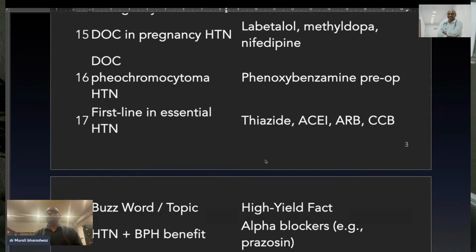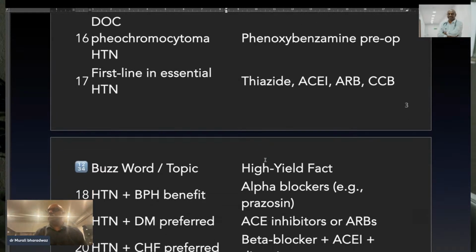Alpha blocker, right? What is the first line of treatment whenever a patient walks into your clinic with essential hypertension, 40 to 60 age group, suppose? We start with thiazide, hydrochlorothiazide. Telma H contains 12.5 milligrams of hydrochlorothiazide. ACE inhibitor, or ARB like telmisartan, and calcium channel blocker like nifedipine.